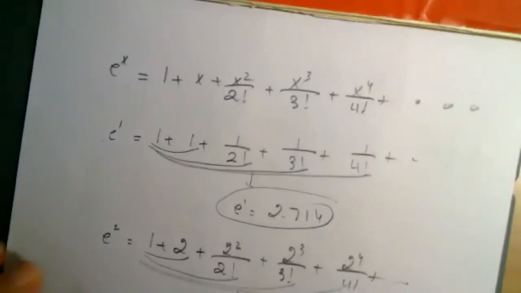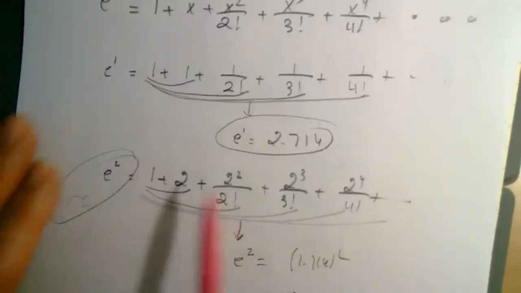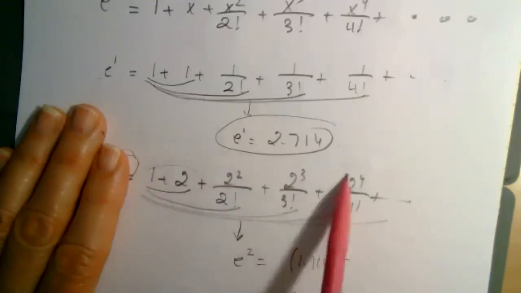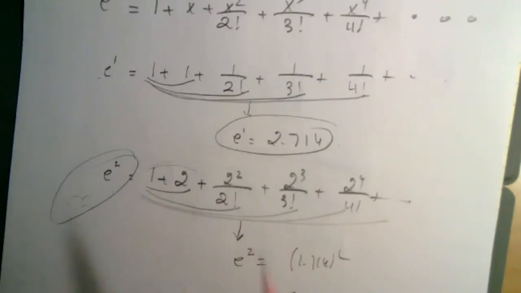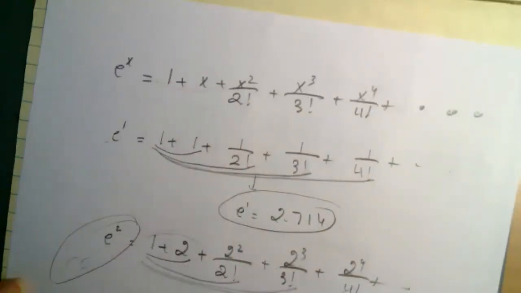So if you want to estimate e squared, you don't know what the value of e squared is, it's not a big deal. You write those and you start computing the partial sums. When you realize that your partial sums are getting close to a number, that will be e squared. So I can now estimate e to any power by actually using that power series.